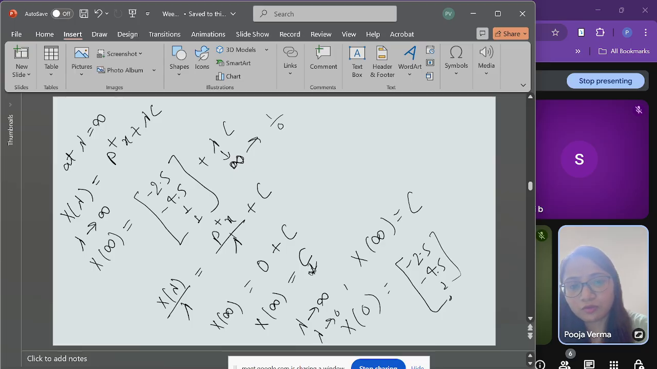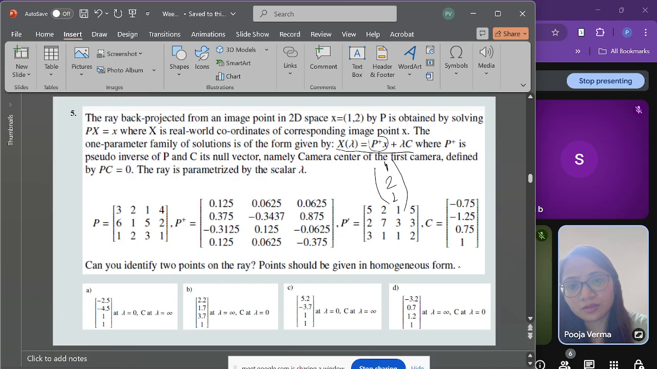Okay, so from here you can check with this value. Only option A is matching with the solution. So option A is the correct answer for this question. Have you understood this question? Can we move to the next question? So many questions are there. So moving to the next question.